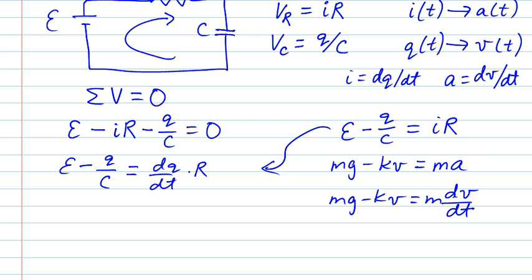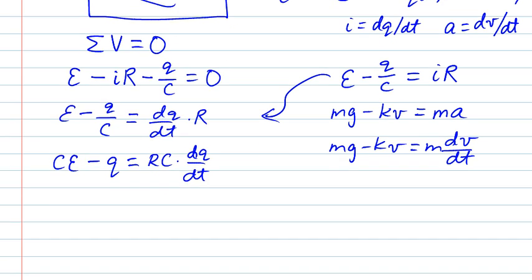Essentially what we have to do is we're going to multiply everything by the capacitance C. So we're going to have CE minus Q equals RC times dQ dt. So now you have the first glimpses of where the time constant 1 over RC is going to come from. We're going to separate our variables. So we have dt CE minus Q equals RC dQ.